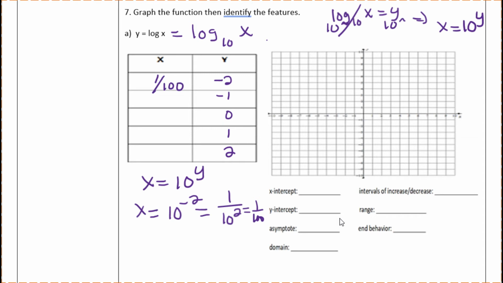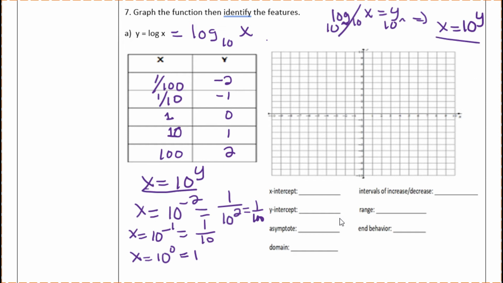Now if y is -1, 10 to the negative 1 power is 1 over 10. What about 0? I know 10 to the 0 power is 1. Then 10 to the first power is 10, and 10 to the second power is 100. So you see how I did that? I rewrote it as x equals 10 to the y, then picked the y, and then I can get the x from it.